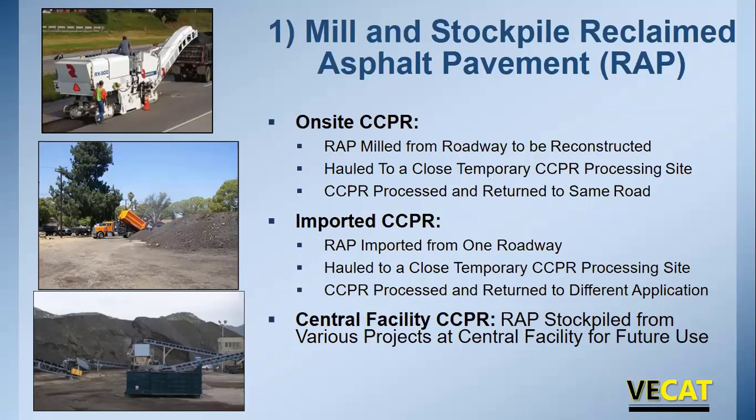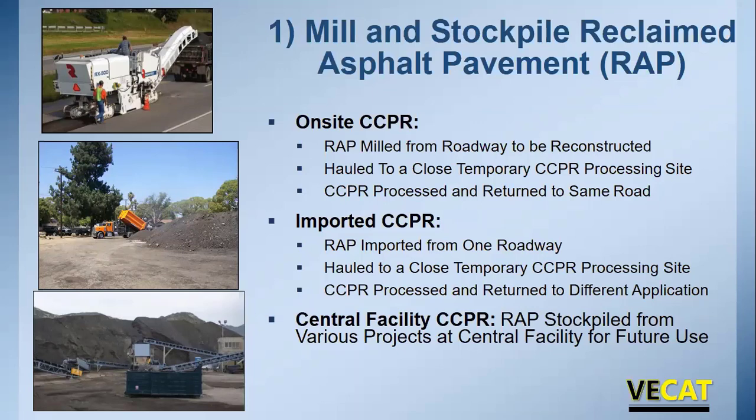And so what we'll do is mill off the top 3 to 4 inches of the asphalt pavement, then come in and do CIR on the next 3 to 4 inches of asphalt, haul the CCPR mix back down, and now we have a 6 to 8 inch layer of treated material that we've placed and compacted. There's imported CCPR, which is occasionally done, and that is where we'll take RAP from one road, haul it to a processing site, and then process it and immediately return it to a different application.